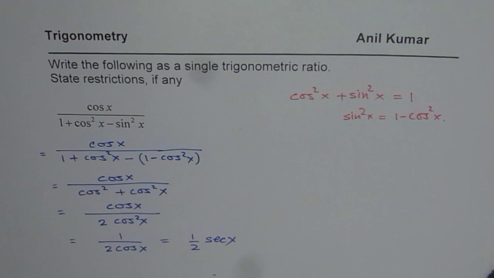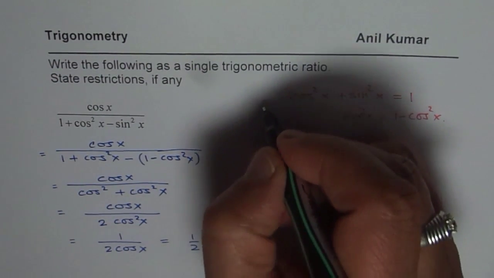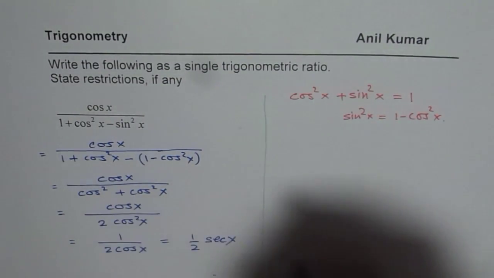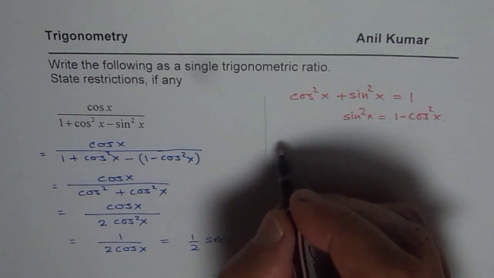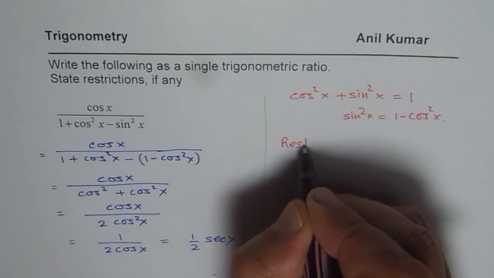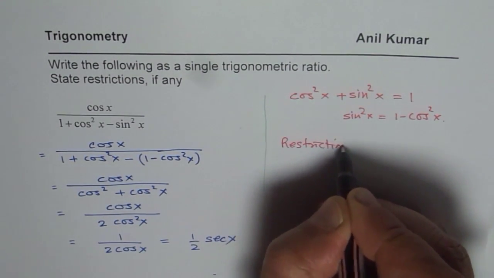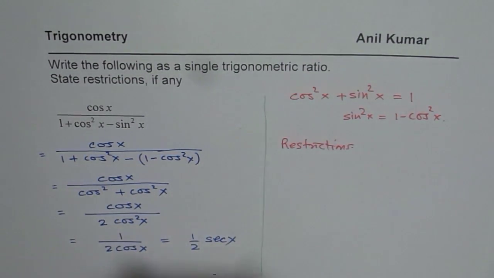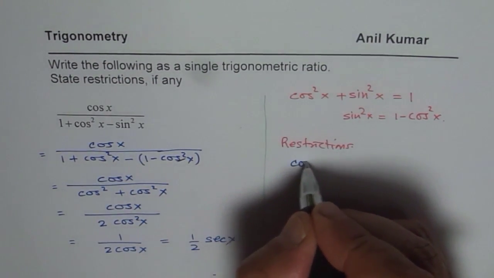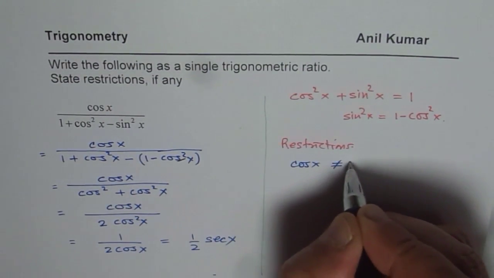Now here the restrictions are that the denominator is cos x. So cos x cannot be 0, right? So we can write down the restrictions now. Restrictions are that the denominator cannot be 0. So we can write restriction as cos x should not be equal to 0.